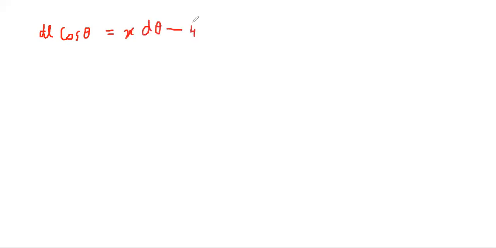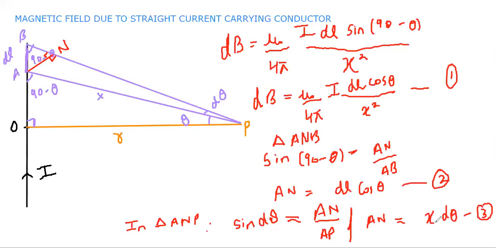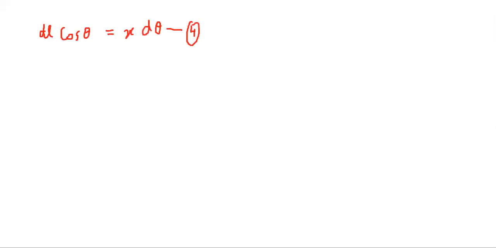Now let this be your fourth equation. If you put the fourth equation in the first, you can substitute dl cos theta by x d theta. So you can write dB is equal to mu naught by 4 pi I dl. I would be using x d theta because dl cos theta is equal to x d theta, divided by x square.